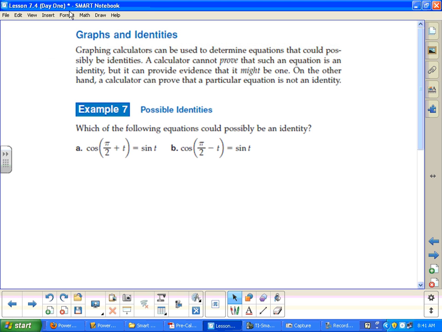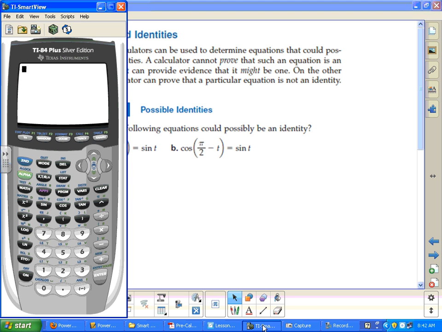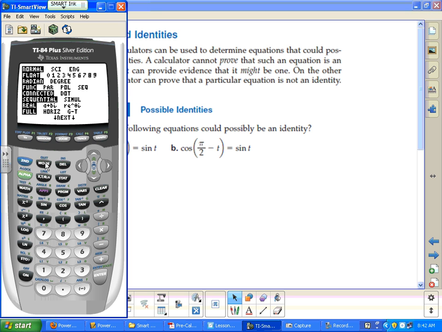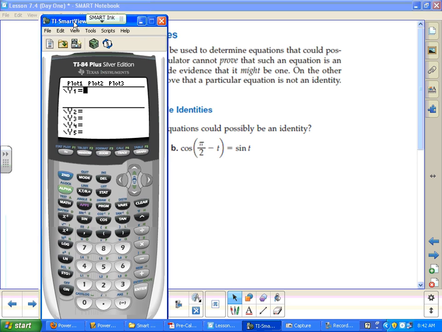Okay. They want to know whether these are possible identities. Remember, that means if they're identities, they are equal to each other. And so all we're going to do here, we did a little bit of proving of that in chapter 6. We're going to do more proving of it in chapter 8. But right now, all we're going to do is use our technology. So if you take out your calculator, I'm going to make sure I'm in radians, because we're going to use radians instead of degrees for this. It's much easier. And we want to know whether these are identities.